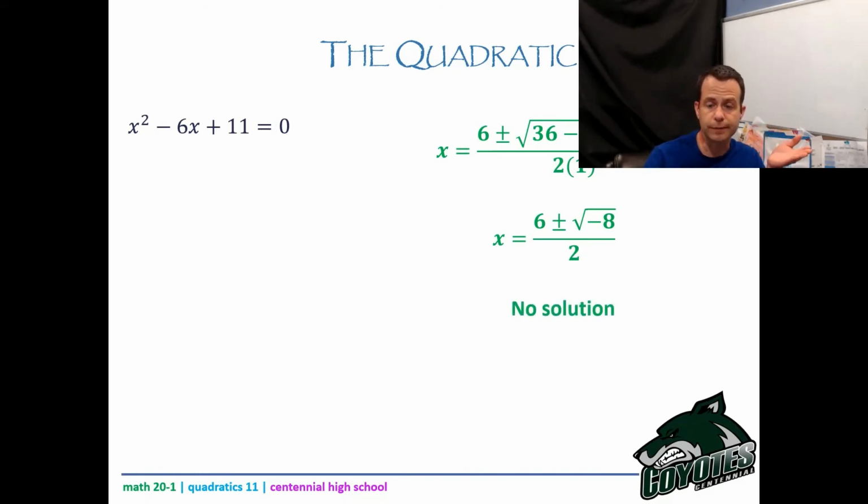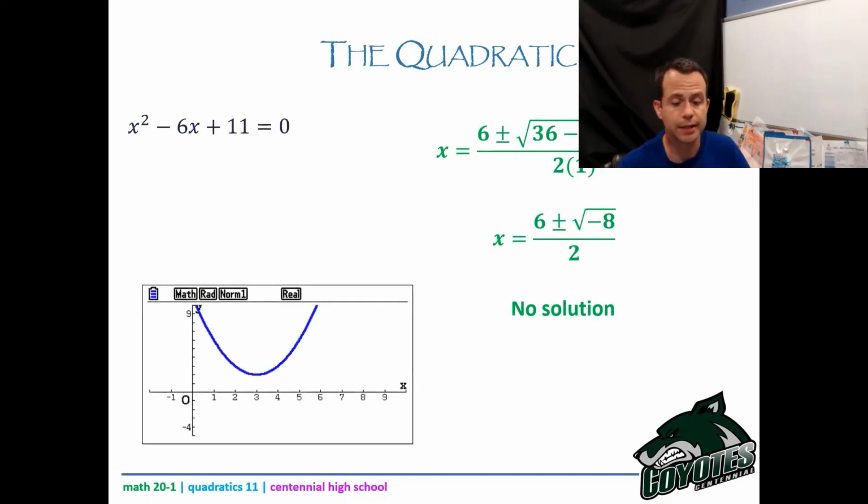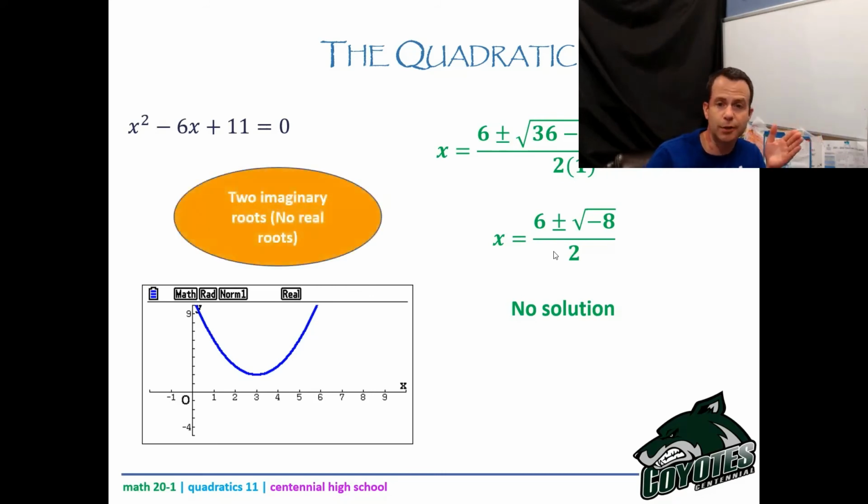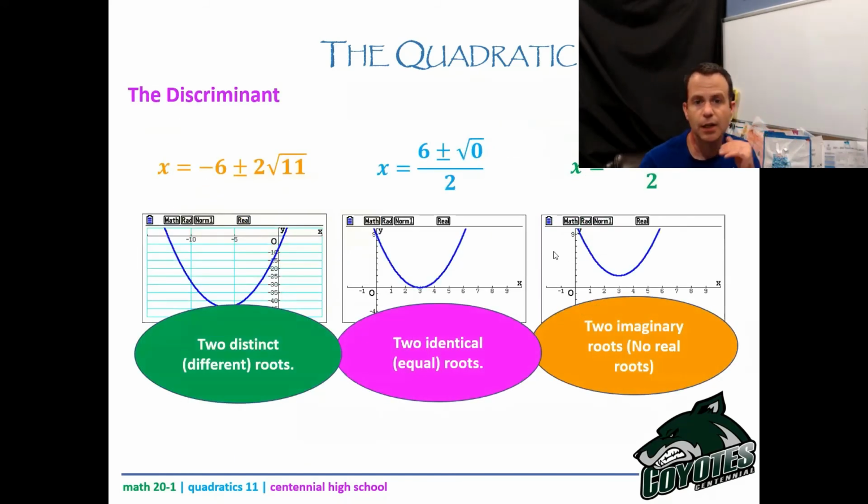When I go to look at a graph, I end up with a picture like this, and I can see there is no x-intercept, so it makes sense that there's no solution, okay? But there are still 2 roots. So what we say is they are 2 imaginary roots or no real roots, okay? So I want to take these 3 things and put them side by side for a second so that we can take a look at what we see.